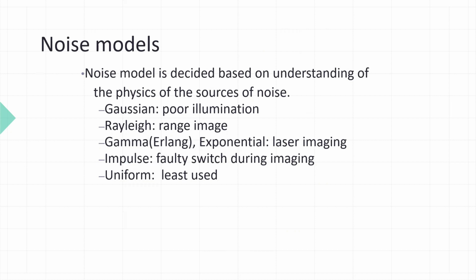Similarly, uniform noise can be added, but uniform noise is considered the least used among them. And Gaussian is the most common noise model we have in the image processing and image restoration process.